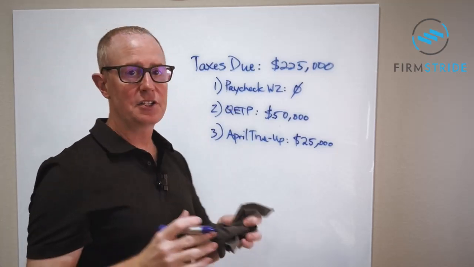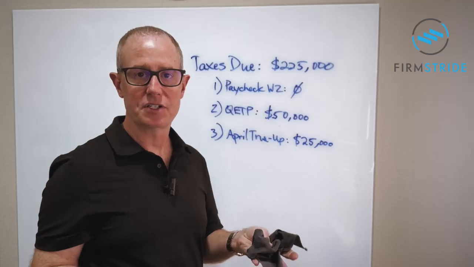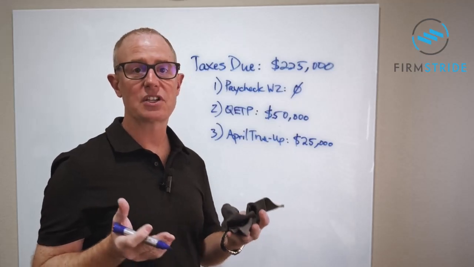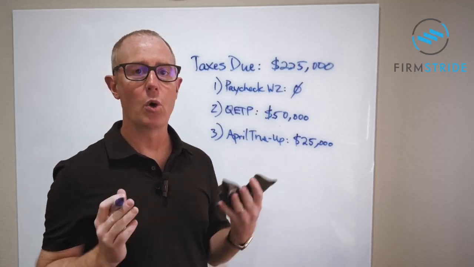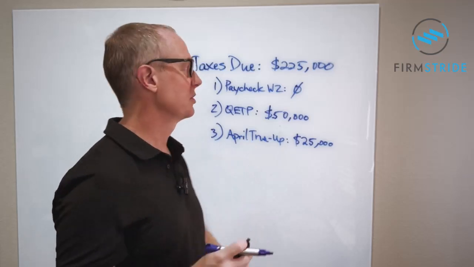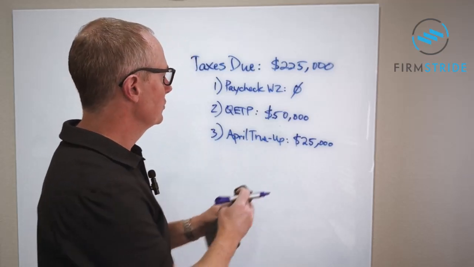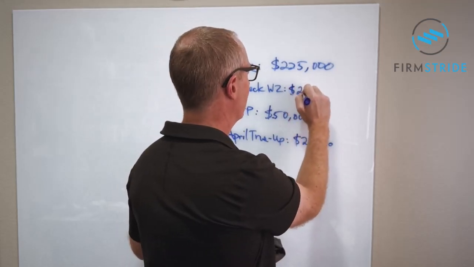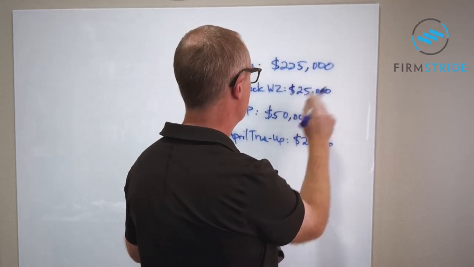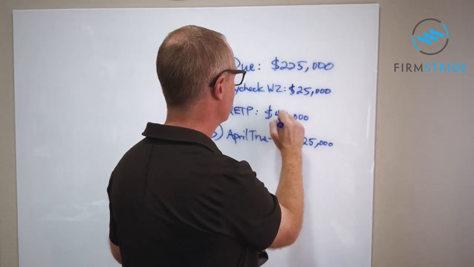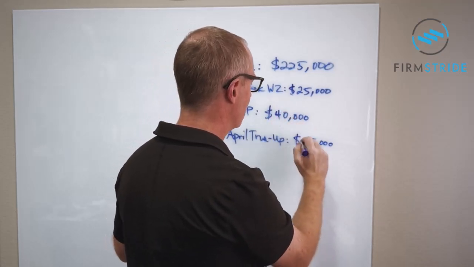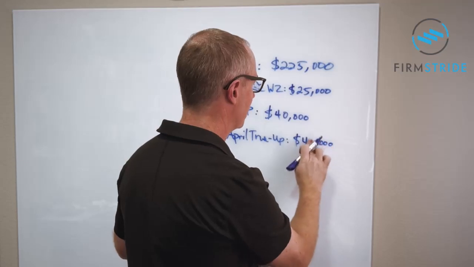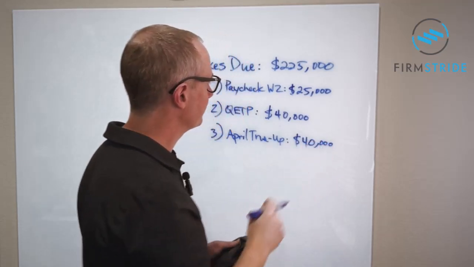Now, let's just talk about the emotional impact of each of these 3 ways, because this is going to get us into the discussion of what you should do for your specific situation. Let's go back to a pretty typical scenario where we're withholding from paycheck. And let's say that my quarterly estimated tax payments are $40,000, which means I've got a $40,000 April true-up.